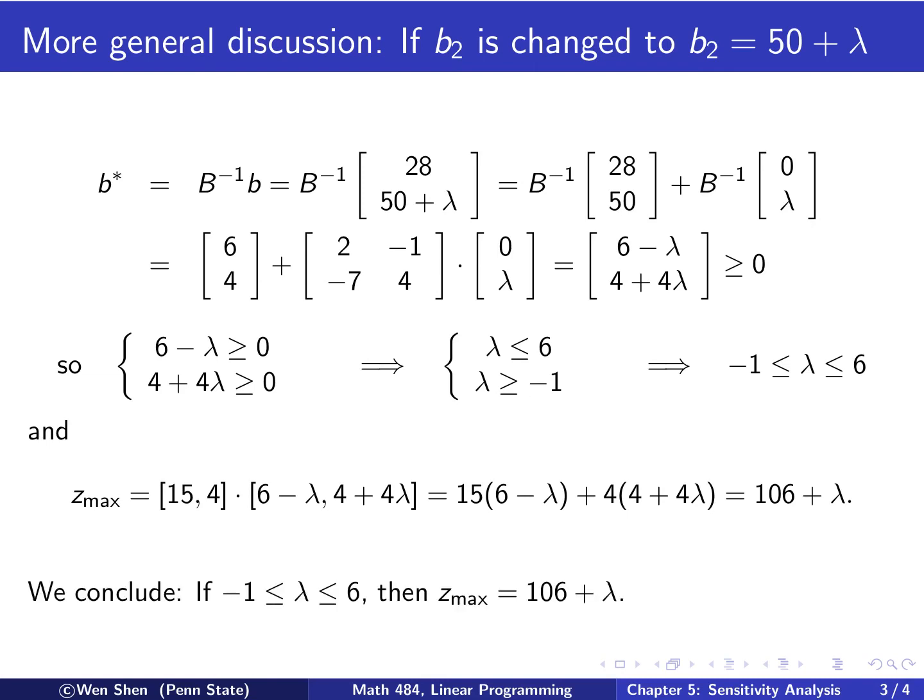Okay, so here's the final conclusion. We conclude that if lambda is between negative 1 and 6, then the Z max is this value. This basically says that if you make 1 unit of change in lambda, that would cause 1 unit of change in the Z max. The coefficient here, the rate at which Z max responds to changes in lambda, is 1.